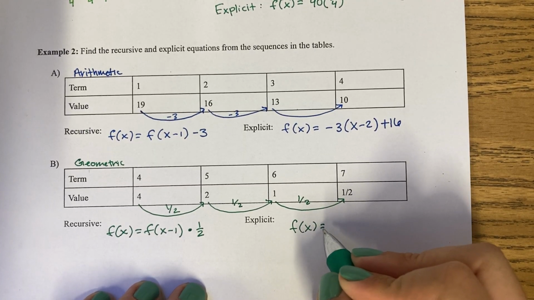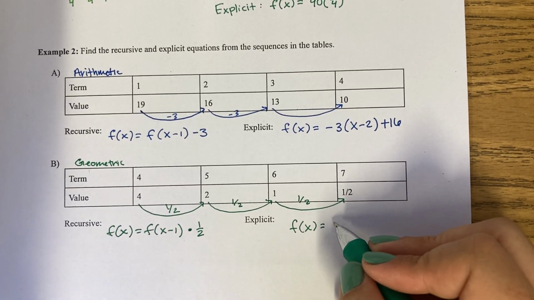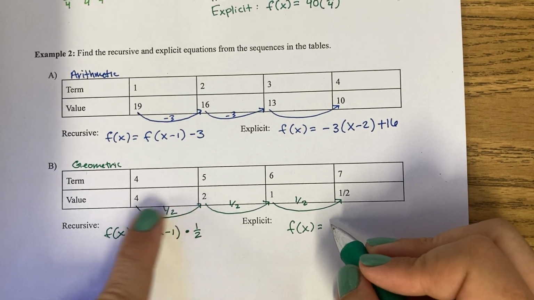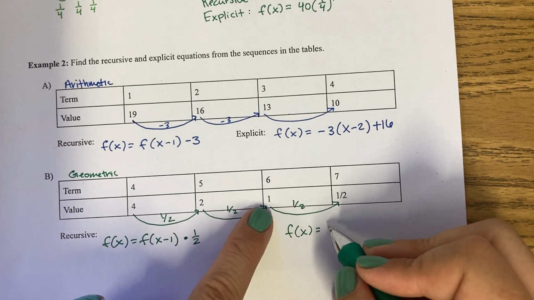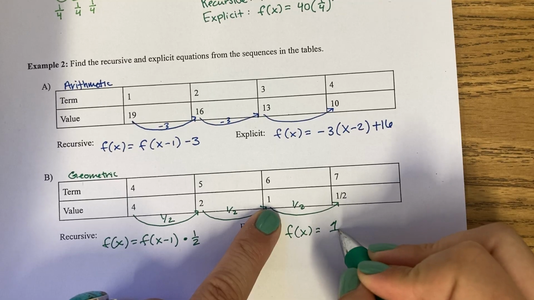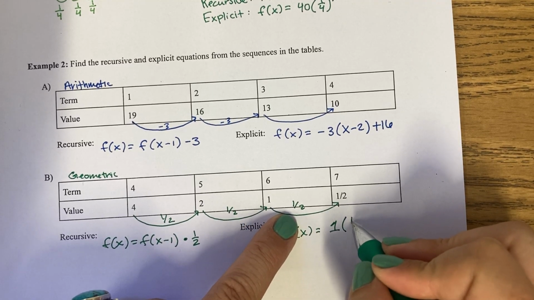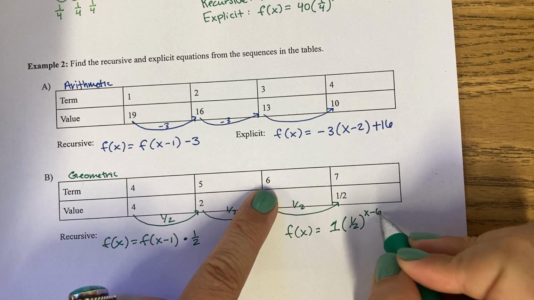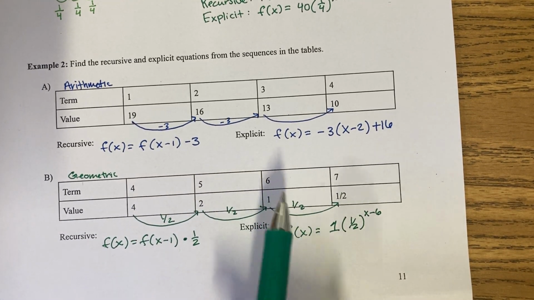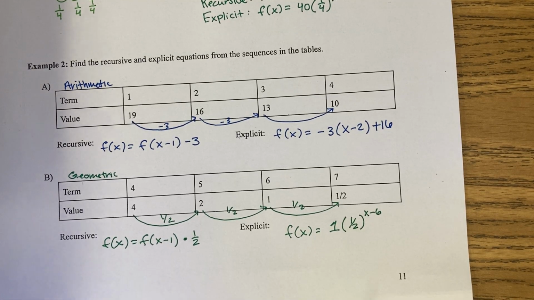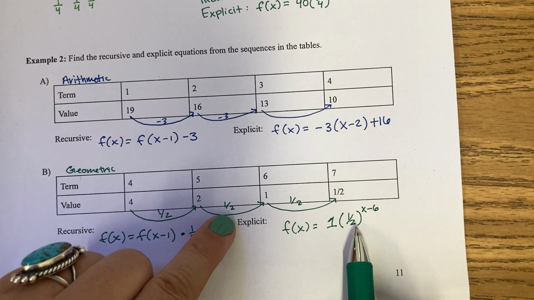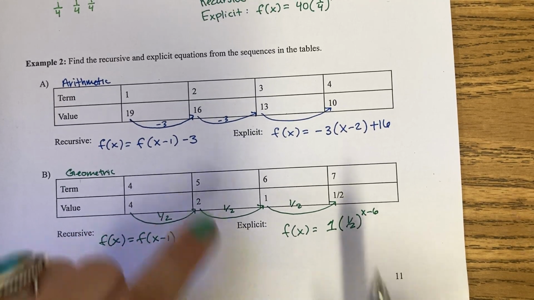Explicit would be f of x equals, let's see, what number do we want to start with? 4, 2. We'll start with 1. My pattern is to cut it in half. And then my power would be x minus 6 because I started on the 6th term. If you started with 2, you did 2 times 1/2, you'd be x minus 5.